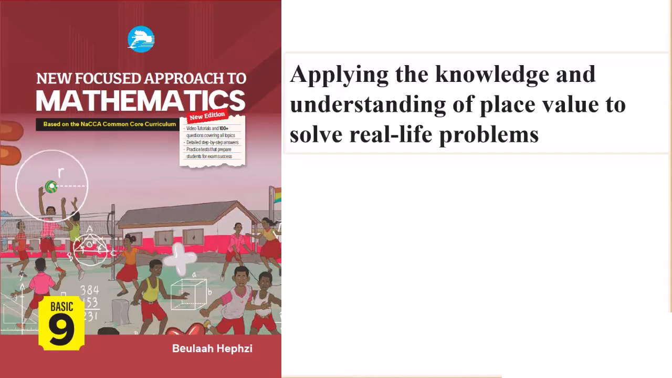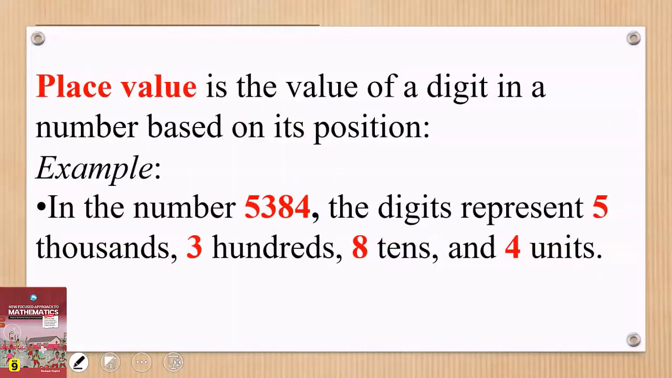In this lesson, you want to learn how to apply knowledge and understanding of place value to solve real-life problems. Remember, in Basic 7, we did the place value system. Basic 8, we did the place value system. And so what we are going to do in Basic 9 is more or less revision based on what we've learned previously. We learned in our previous years that place value is the value of a digit in a number based on its position, right?